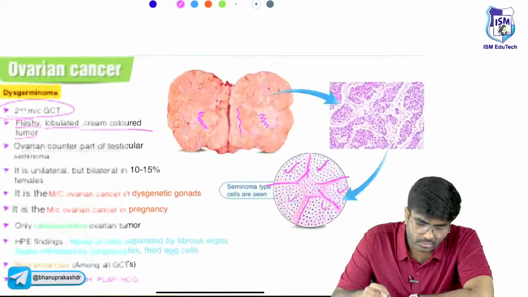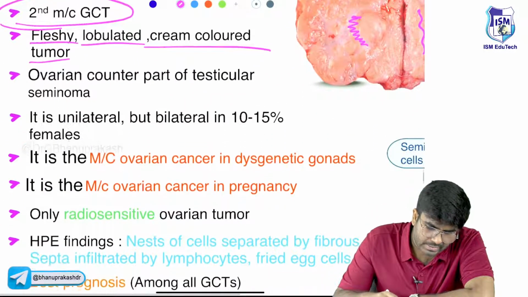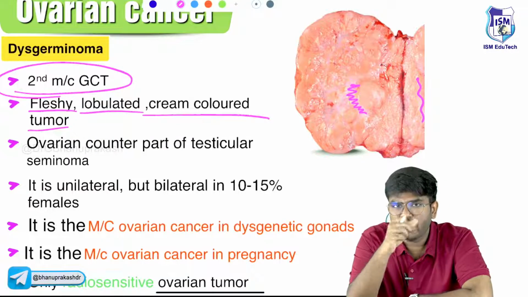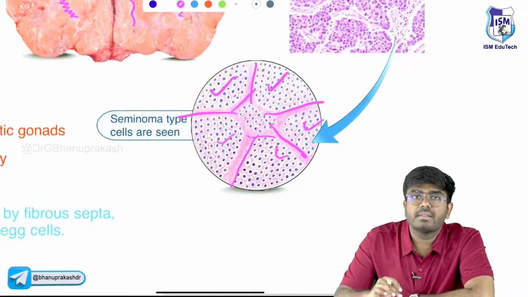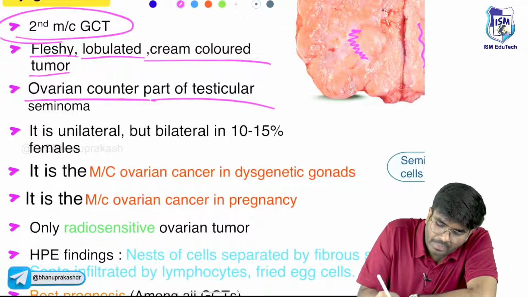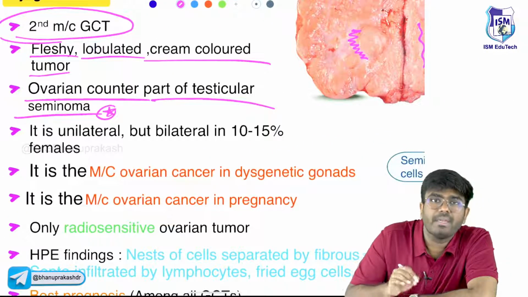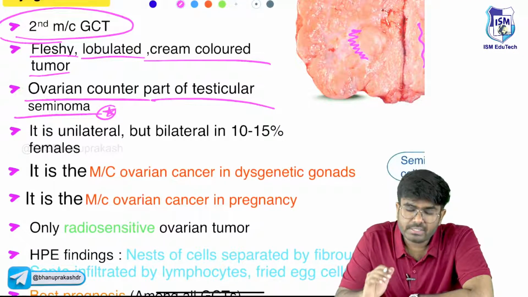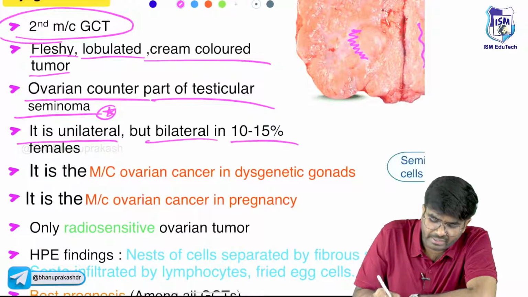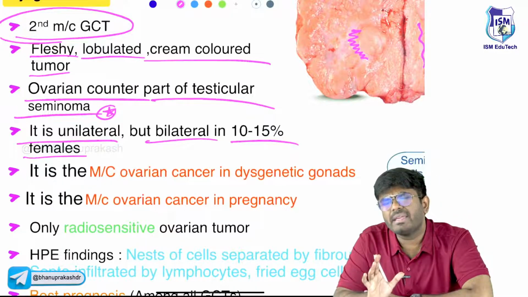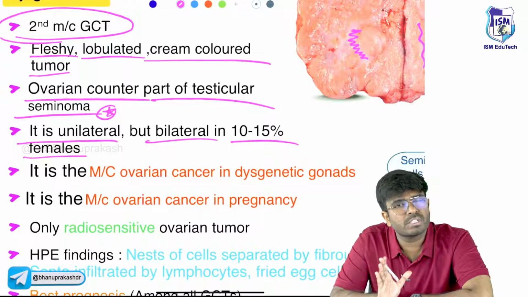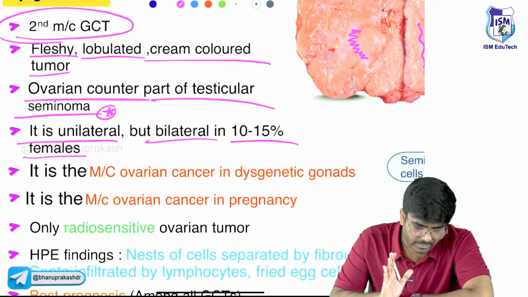What else we have to know is, this dysgerminoma, if it occurs in the testis, the same pattern, in testis it is called a seminoma. So the ovarian counterpart is a testicular seminoma. In males it is testicular seminoma, in females it is dysgerminoma. It is unilateral, though bilateral can be seen in 10 to 15% of females. Germ cell tumors are mostly unilateral. That's the point I want you to know.